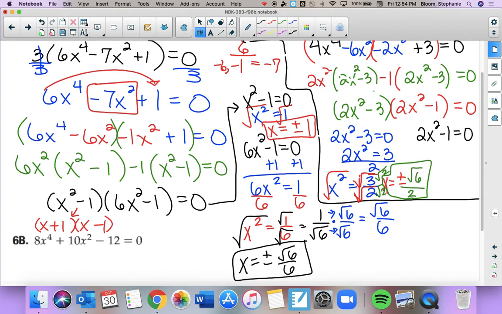And then you're going to do the same thing on the other side. Solve it. I'm going to skip a step and just show x squared is equal to 1/2. Square root.